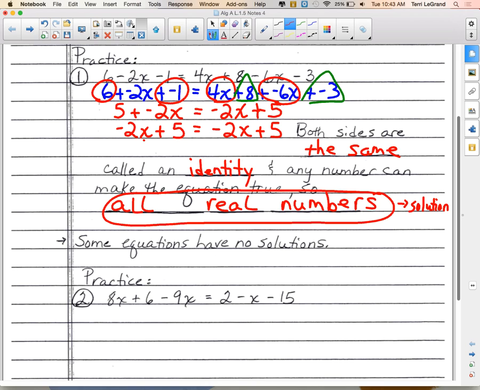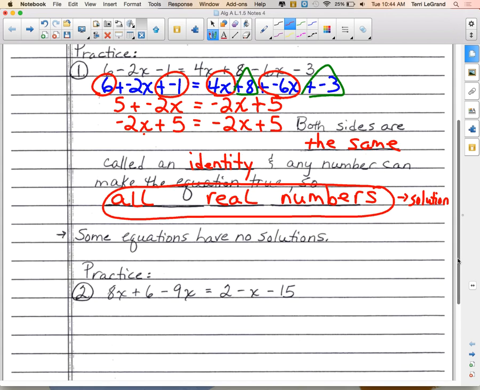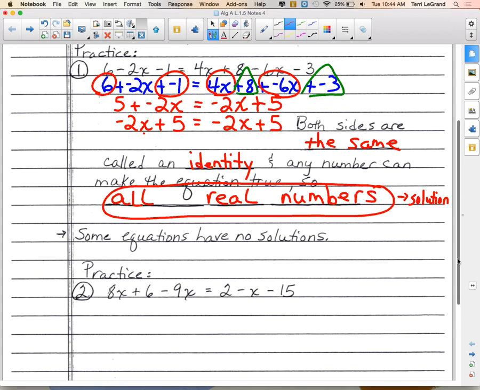So if this happens while you're solving, you stop right here and you identify this as an identity. An identity tells you, you know what? That means any number I choose would make it true. So my solution is all real numbers. Okay, anybody have any questions about that? It's the only one we're going to practice of that type.